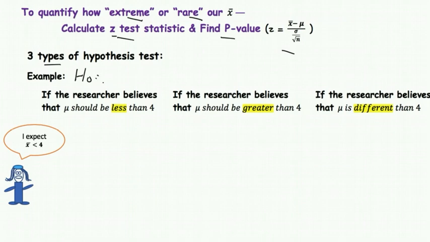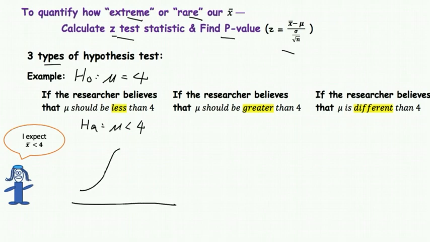Let's say everybody says that it takes 4 years to graduate. So mu is the average graduation time for a college student. So mu is 4. If the researcher believes that mu should be less than 4, then the alternative hypothesis should be mu less than 4. Now, let's say I'm the researcher here. Before I even go out and collect data, in my mind, I expect that the sample mean will be less than 4. Or I'm hoping it will be less than 4.